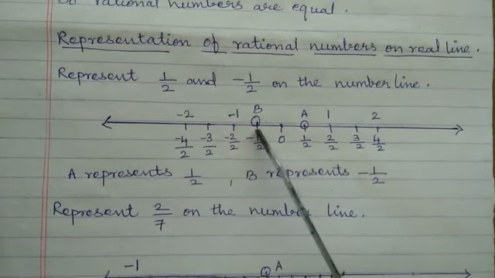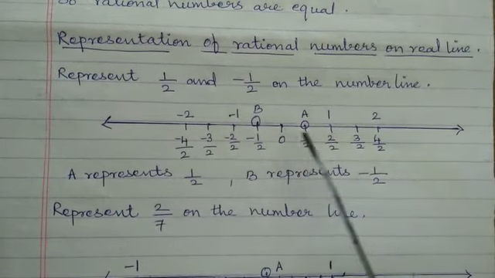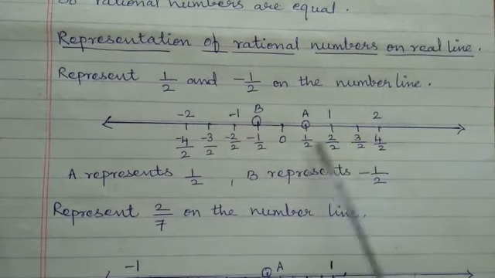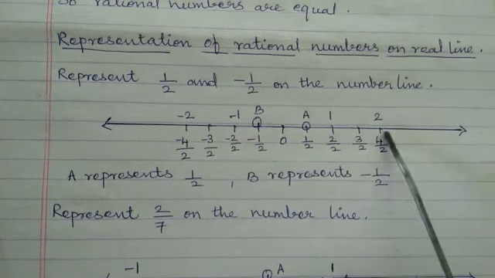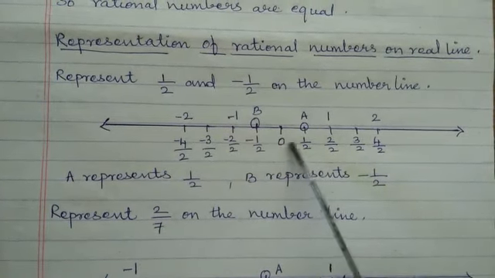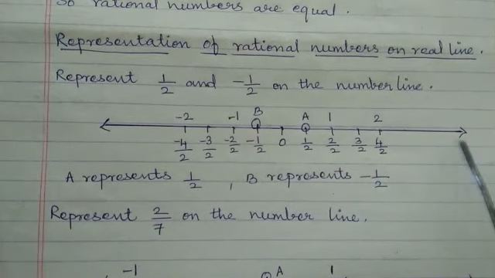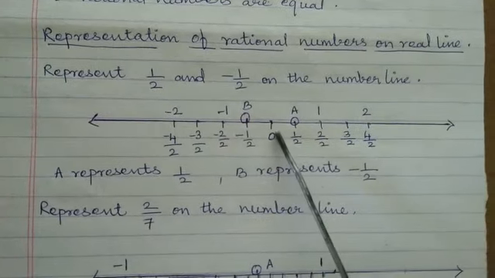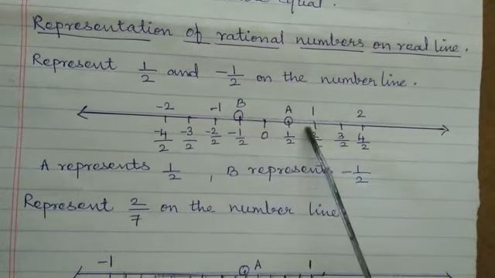Now in between 0 to 1 there must be 2 divisions. That is 0 to 1. That is 1 by 2, 2 by 2, 3 by 2, 4 by 2. Like this you have to write. The right side of the 0 contains positive integers. The left side of the 0 contains negative integers. So we have to divide it in this way. Equal distance must be there.